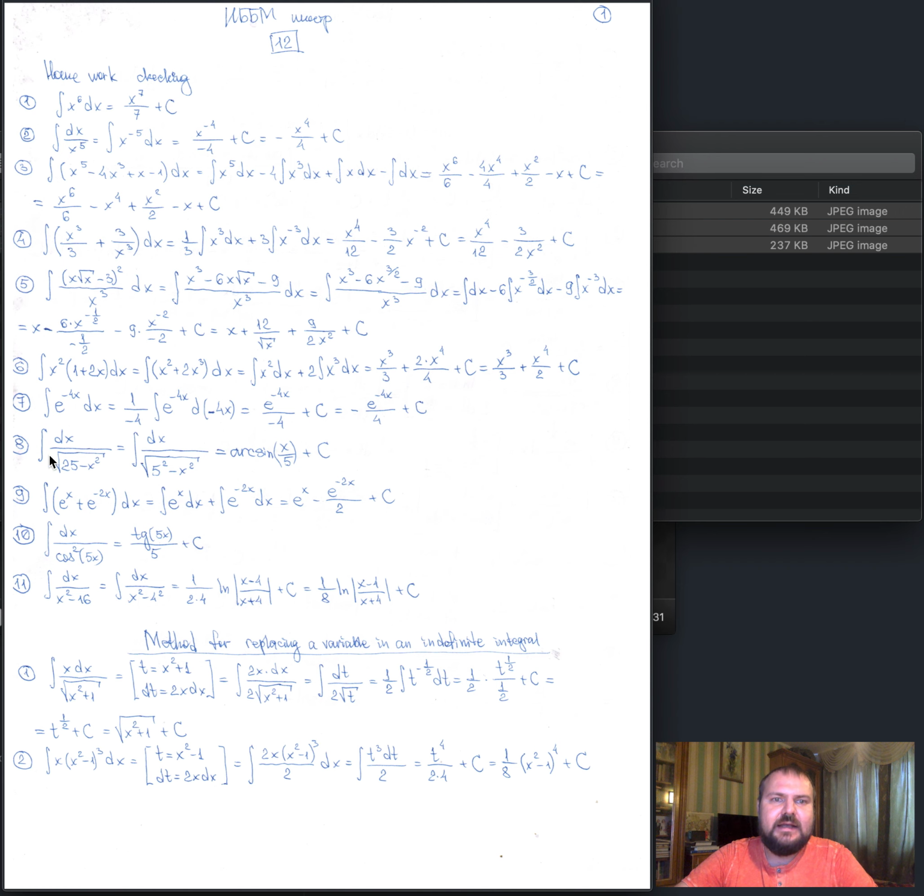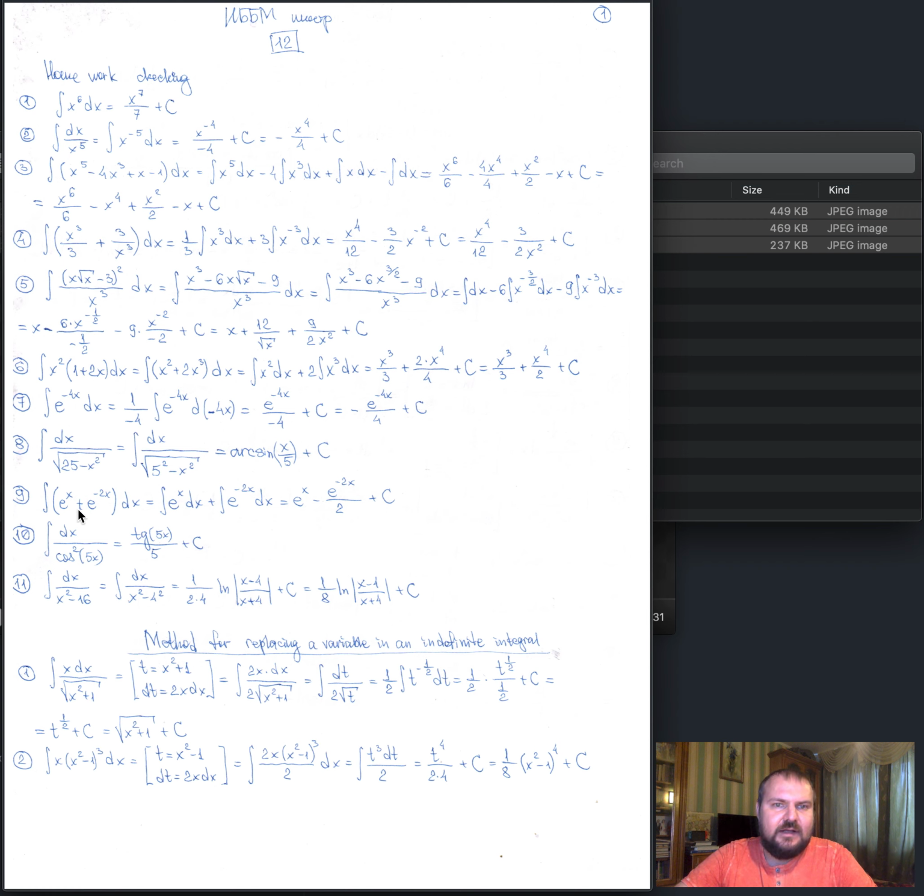Example number 9. Integral of e to the power x plus e to the power minus 2x. We write it as two separate integrals. First, e to the power x dx, and we will get the answer, of course, e to the power x. And the second, e to the power minus 2x dx. This is the same method as in the 7th example. Of course, we'll get minus e to the power minus 2x divided by 2 plus a constant.